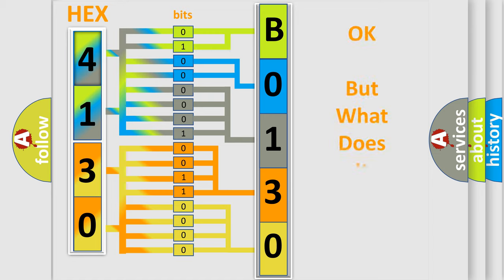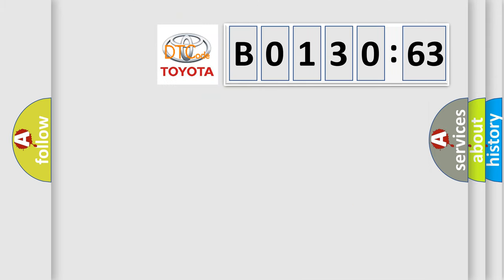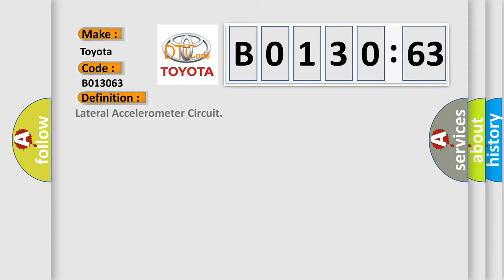The number itself does not make sense to us if we cannot assign information to what it actually expresses. So, what does the diagnostic trouble code B0130-63 specifically interpret for Toyota car manufacturers? The basic definition is lateral accelerometer circuit. And now this is a short description of this DTC code.